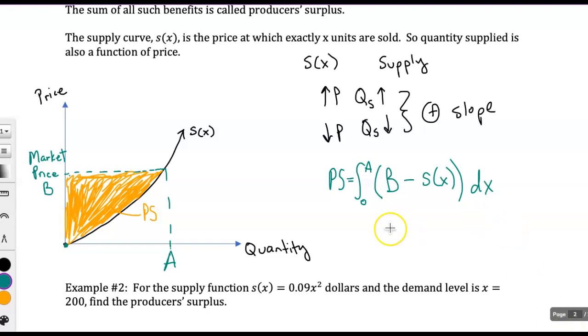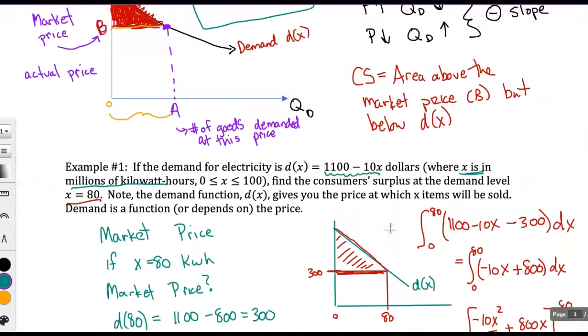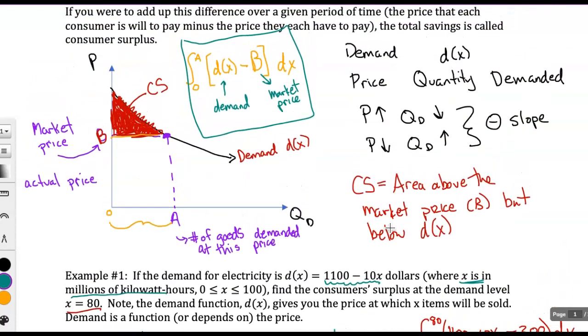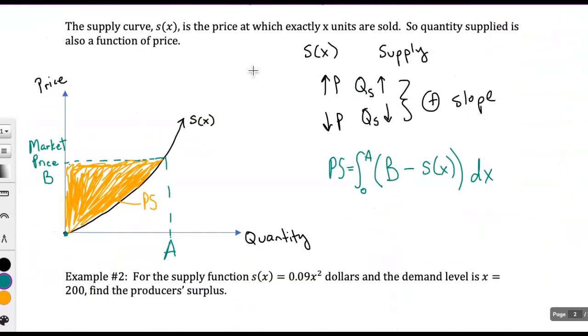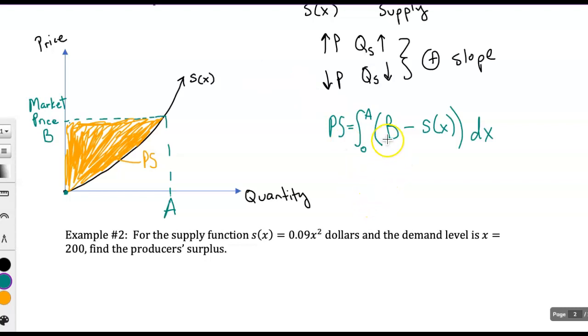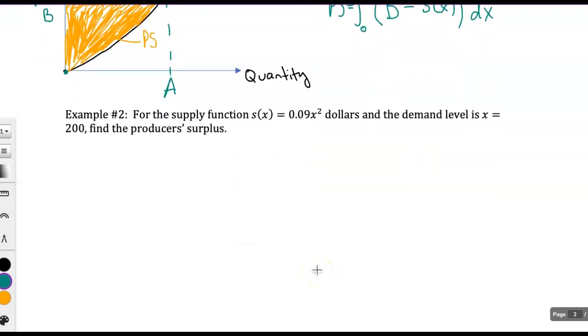The difference is in consumer surplus, it was demand minus price. So D minus P, that's alphabetical order: the demand curve minus the market price. And then in producer surplus, the price is on top, and the supply curve's on the bottom. Okay, so let's go ahead and do an example.